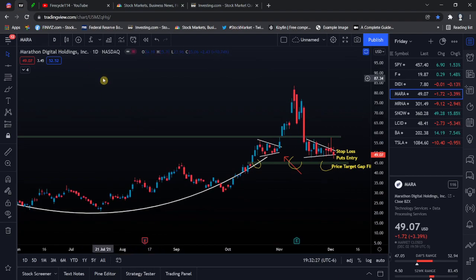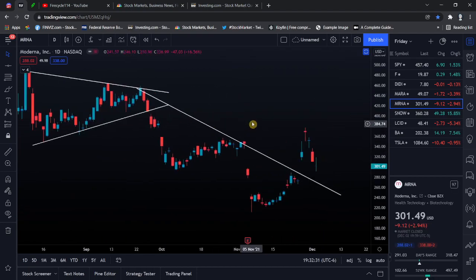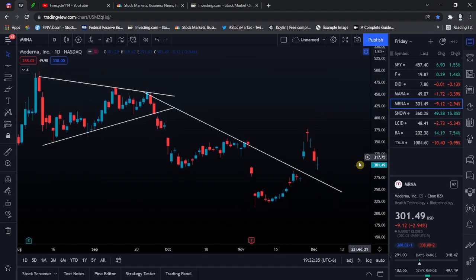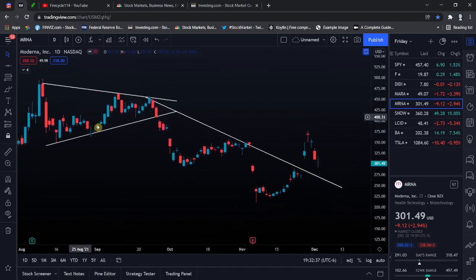And then we have the Bitcoin looking very, very weak. The next one is Moderna. I have to watch Moderna because of the Omicron variant, COVID. We need to watch Moderna.